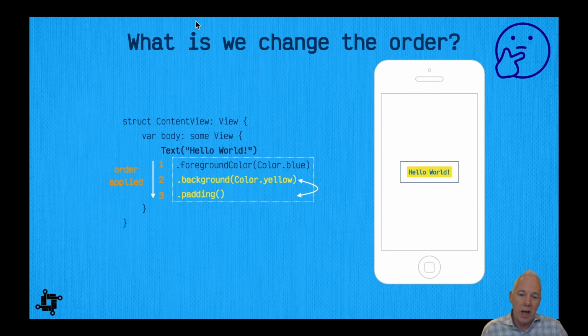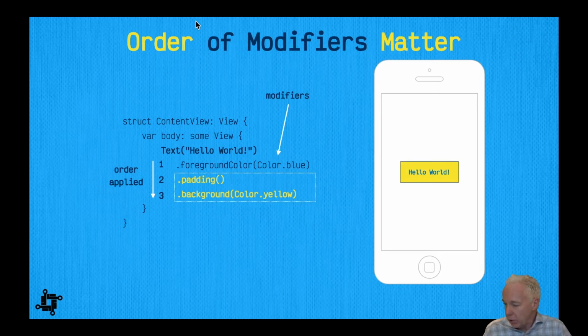So the question I have is, what do you think this UI will look like if you were to change the order of those two modifiers? So basically, we're going to call padding first and then background color. This is something I would open up to the class for discussion and see what they think. So the reality is that if you do that, even though you have the padding, now the padding takes on the background color as well.